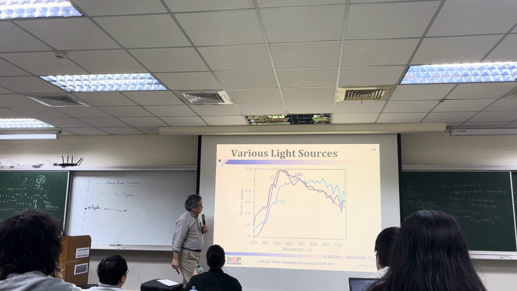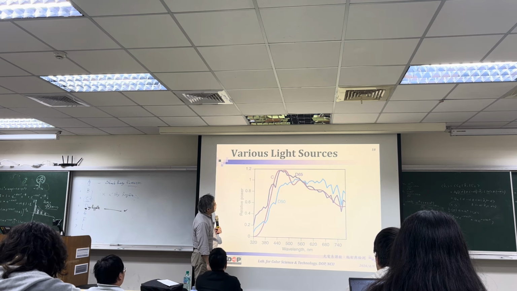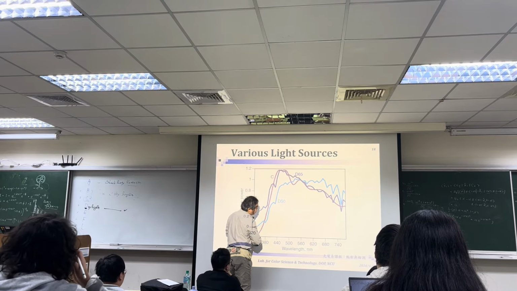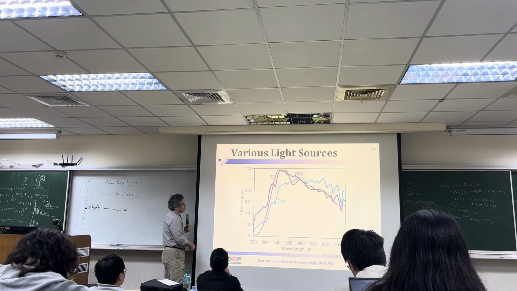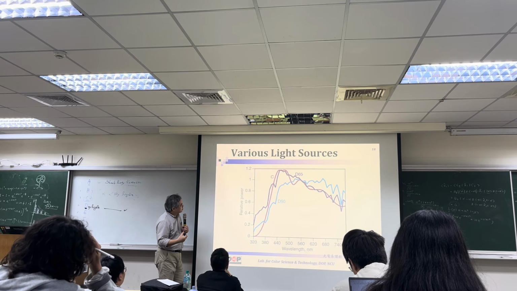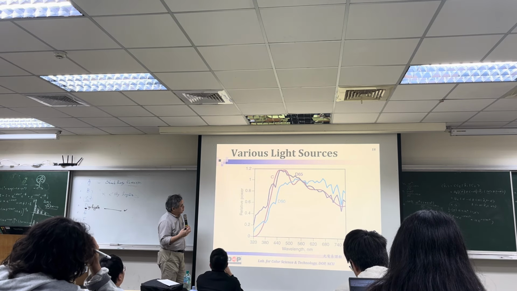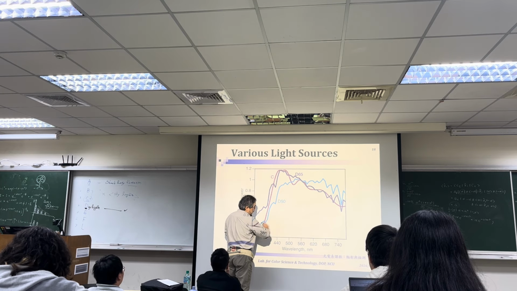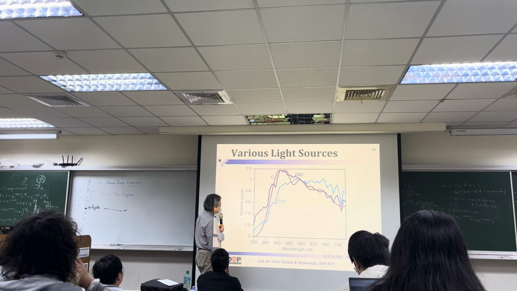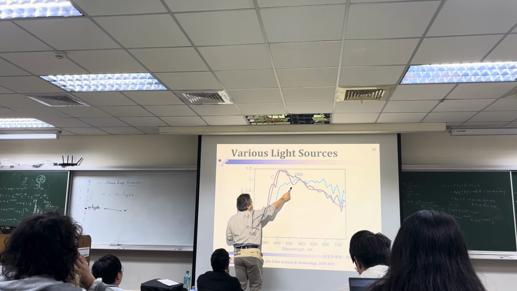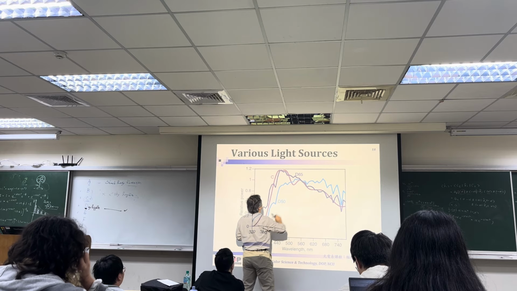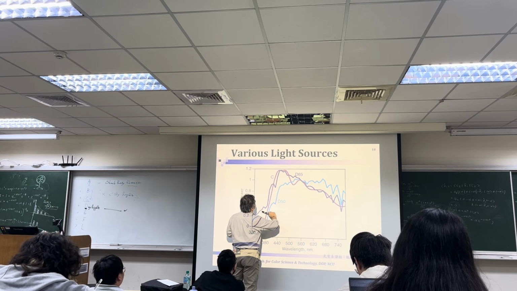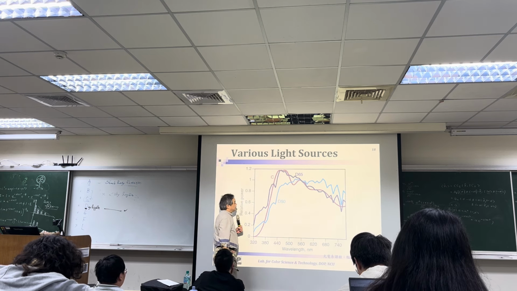So let's see the three standard illuminants, the spectrum within the visible band. Because we talk about photon energy, we are more interested in what the human eye can perceive, so within the visible band. This spectrum is standard illuminant C, the blue one is D50, and the purple one is D65.